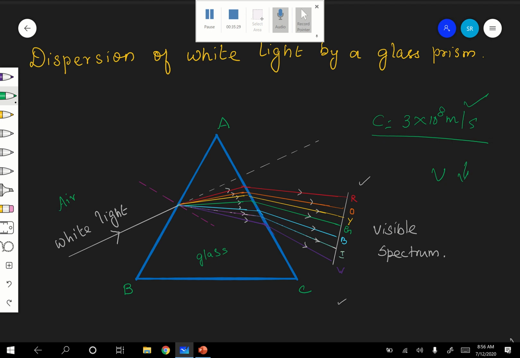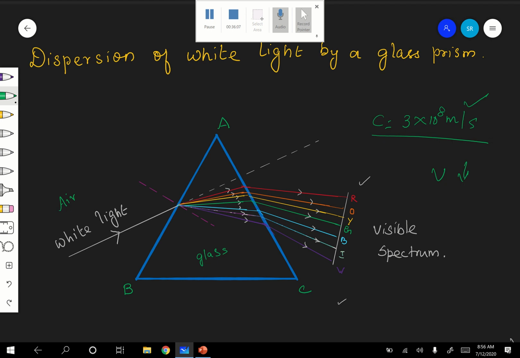But how much is the decrease, that matters. Decrease in speed is not the same for all the colors. Very important, children. You know very well, when it goes from rarer to denser medium, there will be some decrease in the speed. As long as it is in air medium, all the colors are moving with the same speed, that is 3 into 10 power 8 meter per second. Once it enters into the denser medium, that is glass, it suffers some decrease in the speed. But the decrease in the speed is not the same.